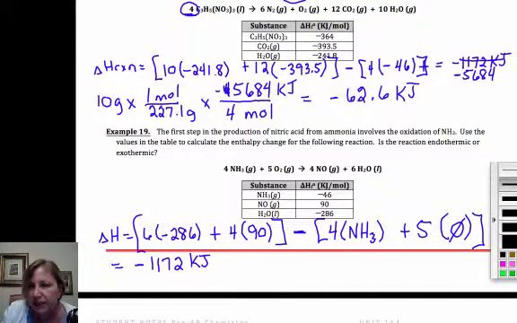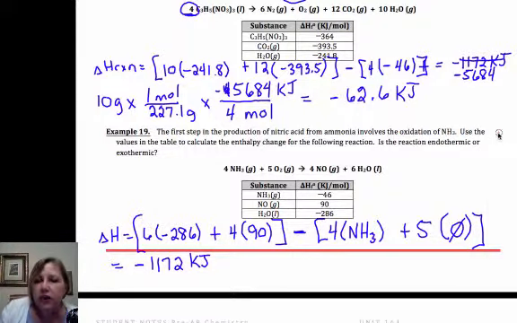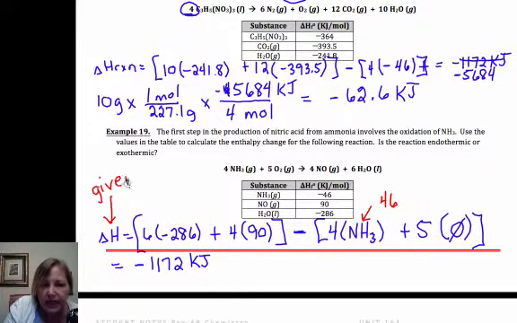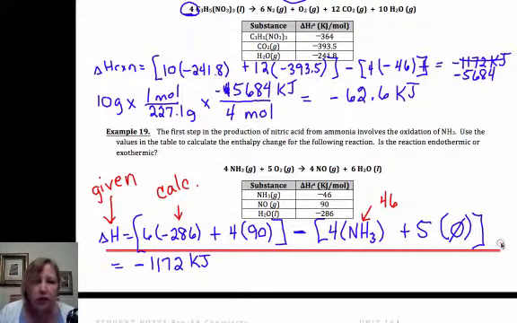The only point I want to make is on your worksheets. Oh, I forgot to put in the value of ammonia. I wrote ammonia. I don't know why I did that. That was minus 46 in there. Okay, now the only thing that might be different is you might be given this value and asked to calculate one of the formations. So just make sure you're reading the question very carefully.